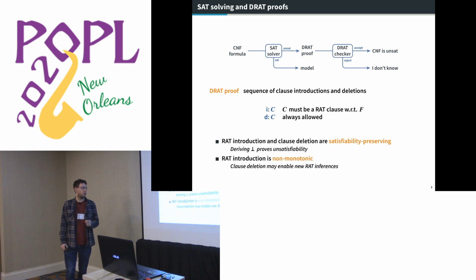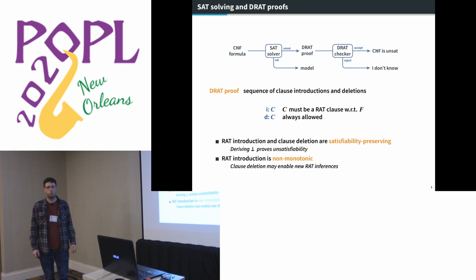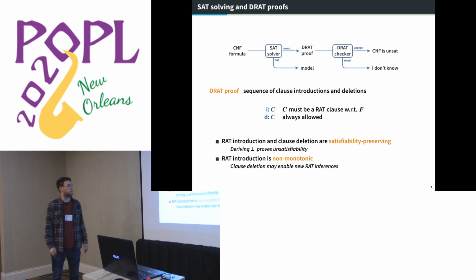Related to the previous point, RAT introduction is non-monotonic, meaning that if I delete some clauses from my formula, it might be the case that now I can derive more clauses by RAT. This is something that is a bit counterintuitive if you're thinking on entailment, right, on deriving consequences. But if you're only deriving consistent statements, then this makes a lot of sense. And this interaction between deletion and RAT inferences is going to be the core of the talk.